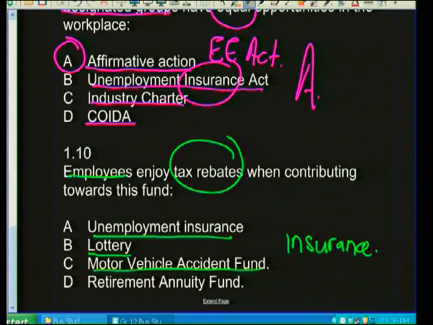And then our last one, retirement annuity fund. Now that is our answer. So our answer here is D.